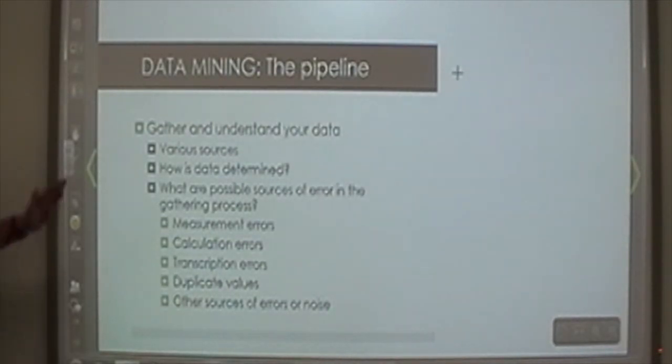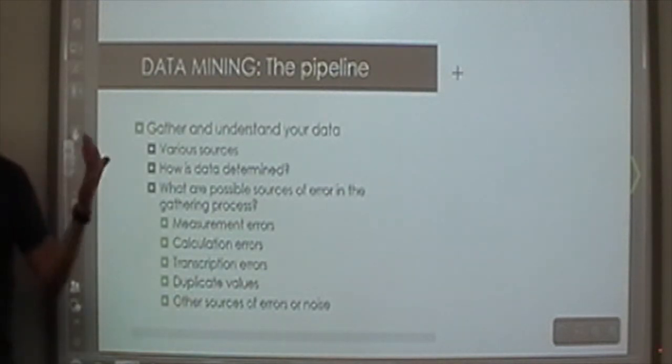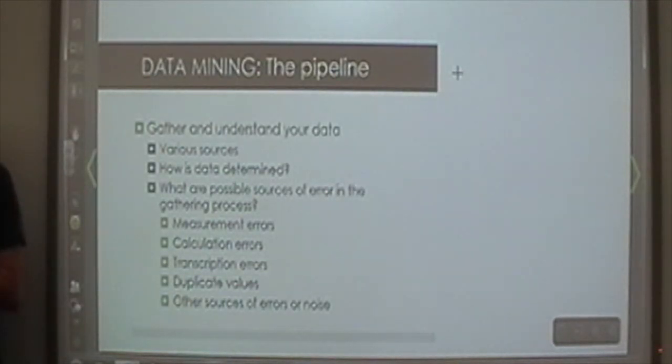So starting at the one end, we're gathering and understanding our data. Again, this is kind of a review going all the way back to day one of the course, right? You have to evaluate your various sources. How is the data determined? Where are the possible errors? And errors have a bunch of ways of cropping up.